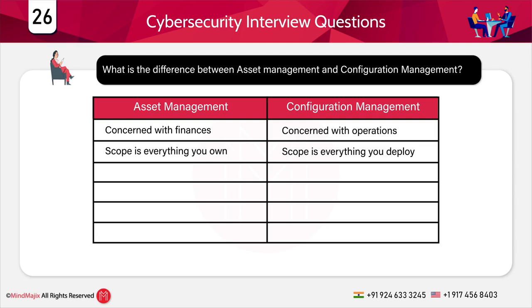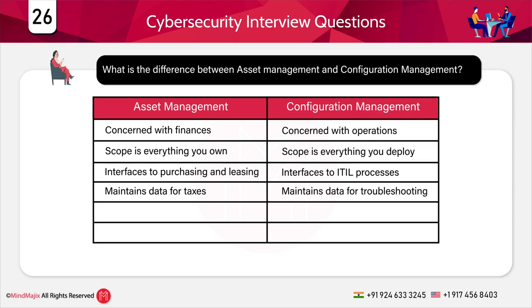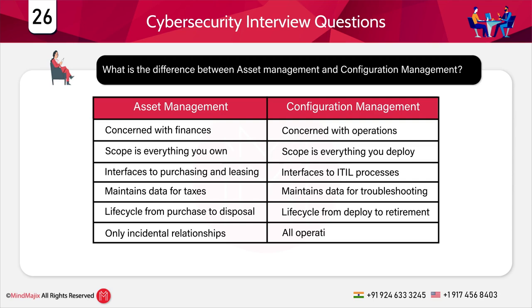When we talk about asset management, or AM, interfaces to purchasing and leasing are available. But when we talk about CM, only interfaces to ITIL processes are available. In AM, we have life cycles from purchase to disposal, but we have a life cycle from deploy to retirement in CM. AM has only incidental relationships, whereas CM has all operational relationships.